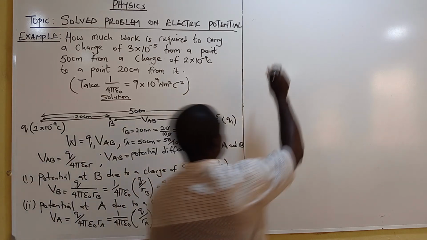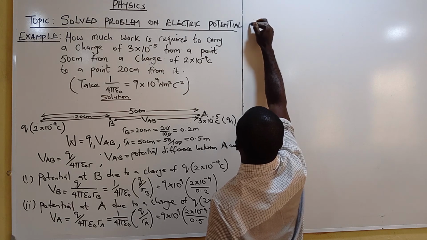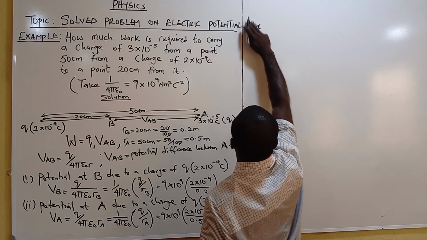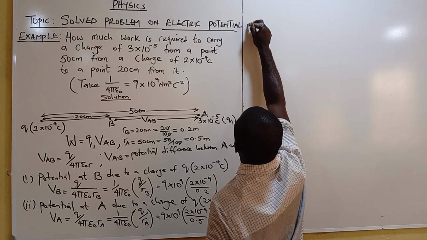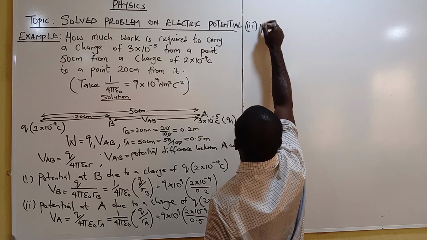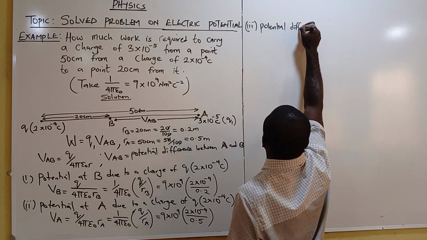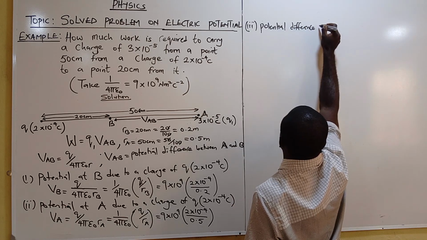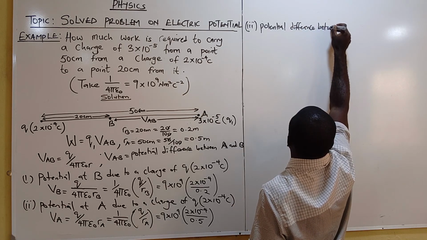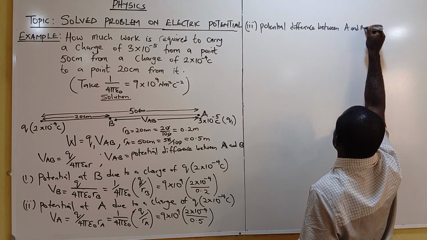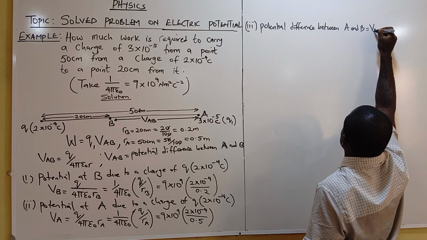Okay, now let's get the potential difference between A and B equals VAB.